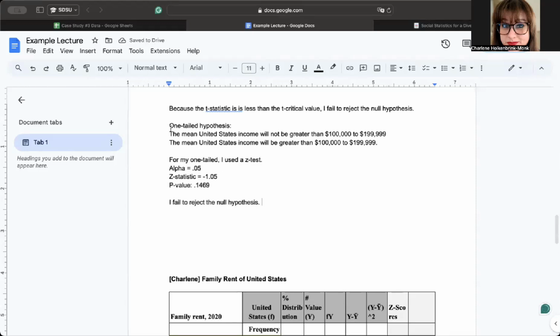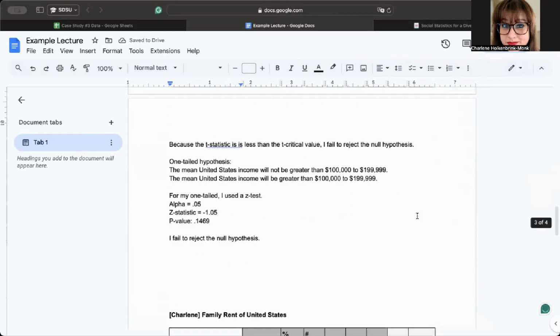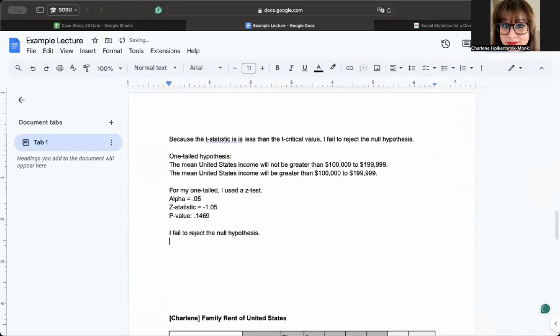Basically, if I look at this, the mean United States rent will not be greater than this value. I fail to reject it, which means that my null hypothesis is correct for my particular data. It makes sense, right? Now, for some of you, you might not have that, and you might say, that's weird. There are a lot of reasons for it, where if you have one calculation and your hypothesis says that you're wrong, even though your calculations say otherwise, that might be a type 1 or type 2 error.